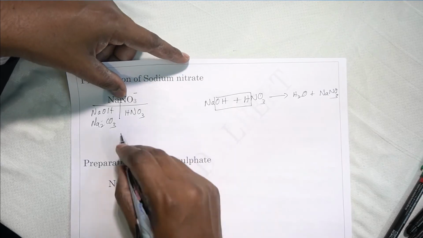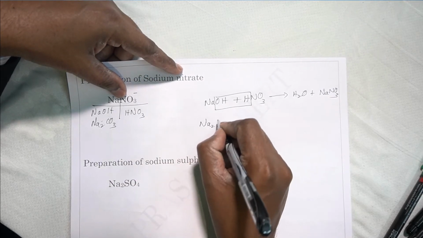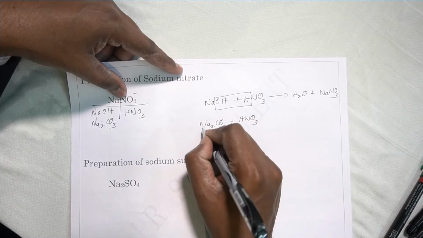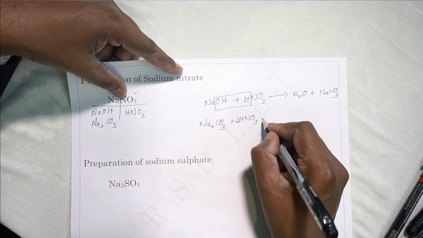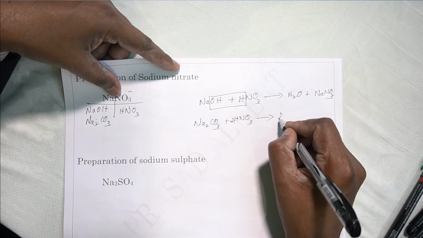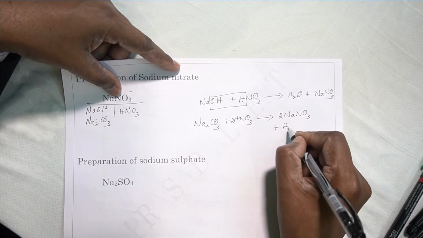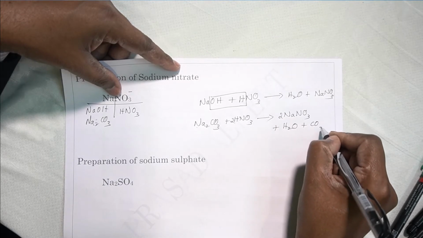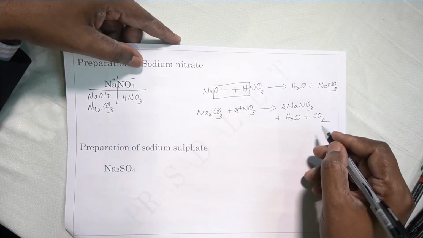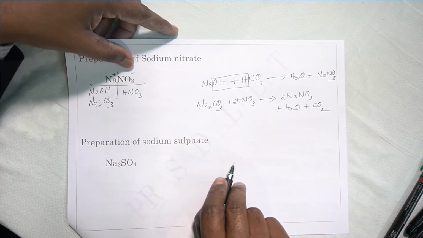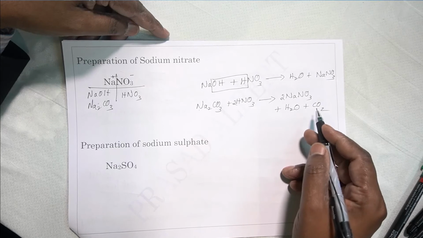Then we also have Na2CO3, sodium carbonate, plus HNO3. As I already said, two sodiums are there, so 2 HNO3. You have 2 NaNO3, sodium nitrate salt, produced, plus water and carbon dioxide, H2O, CO2. As I said, this will be eliminated. Carbon dioxide leaves the solution and goes to air. Water remains there. So you got sodium nitrate, so two reactions.